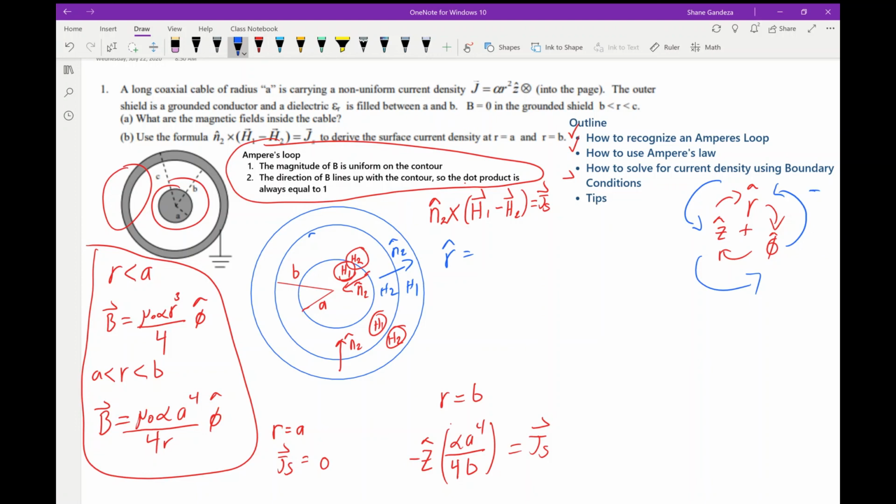H1 will now be 0, so R hat cross H1, H1 is now 0, minus, what do we have? We have alpha A to the fourth divided by 4B. The radial direction is equal to the current density. And R hat cross phi hat is just positive Z hat, but we have the negative there, so it's still negative Z hat. Alpha A to the fourth divided by 4B is equal to the current density. And is that the same? Yes, it is. So great. The labeling of the H fields will not matter. It's just you have to make sure you get your N2 normal unit vector correct.